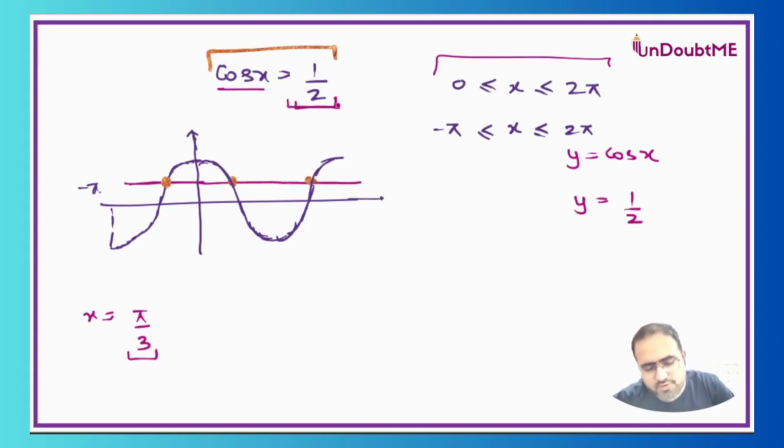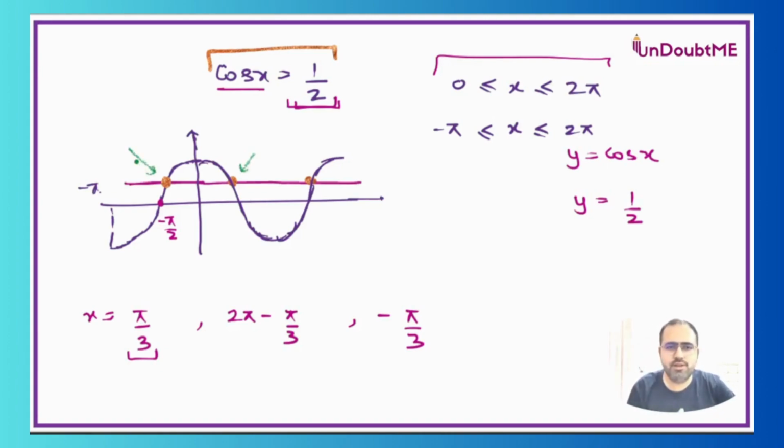Another positive value of cos comes in the fourth quadrant. So another value will be 2 pi minus pi by 3. Okay. And another positive value of cos will come between 0 to negative pi by 2, and it will be straight away negative pi by 3. Because if you look at the graph carefully, these 2 points are exactly equal and opposite of that vertical line. So whatever it is over here, pi by 3, it should be same with a negative sign on the other side.